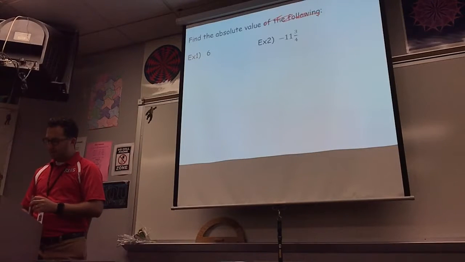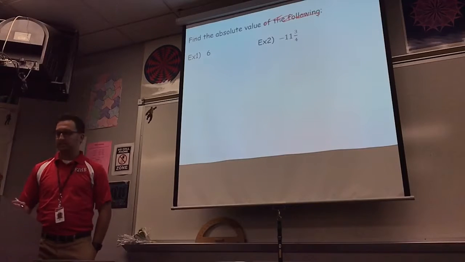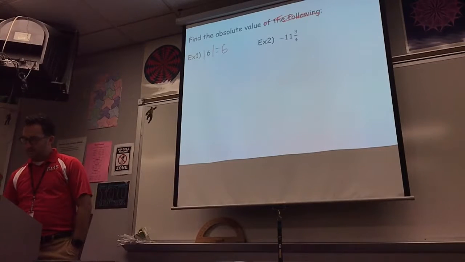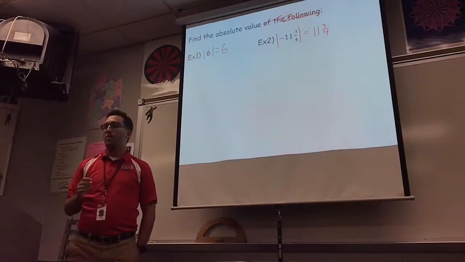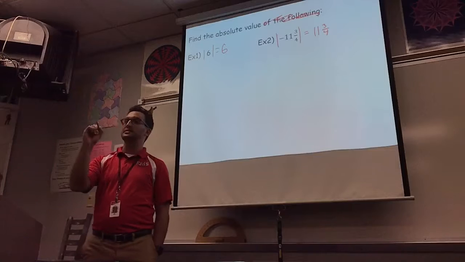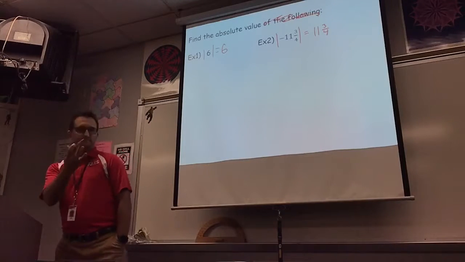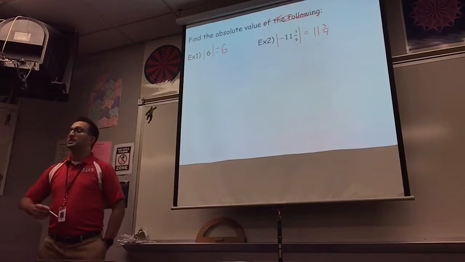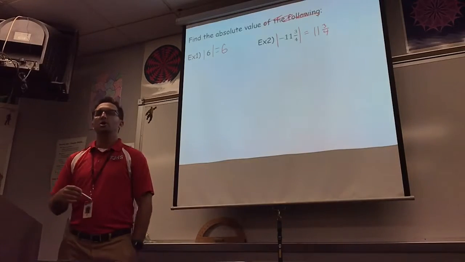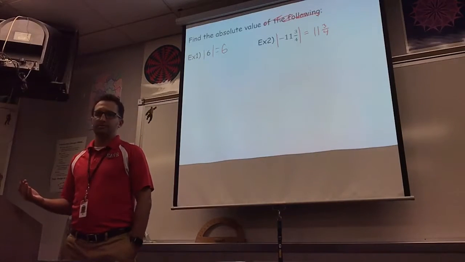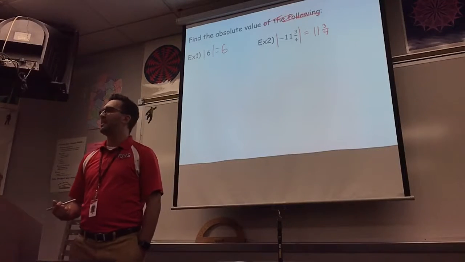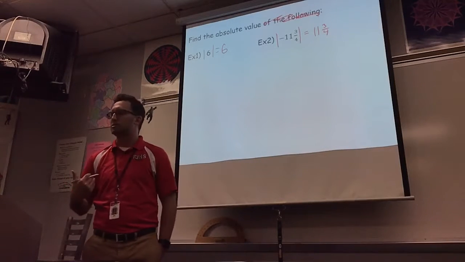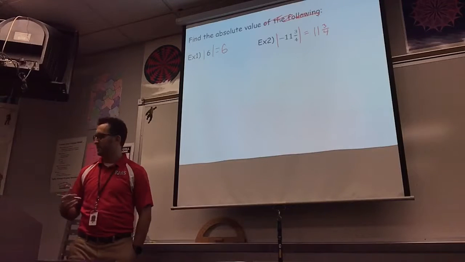Now, let's go ahead and solve these. What is the absolute value of 6? 6. The absolute value of negative 11 and 3/4. 11 and 3/4. Why is it not negative? Because absolute value is a distance, so what do we know about all distances? They can't be negative, okay? If there is such a thing as a negative distance, all that is telling you is the direction you're going. So if I say I took negative 5 steps, what that really means is I took 5 steps backwards. It's telling you a direction, all right?